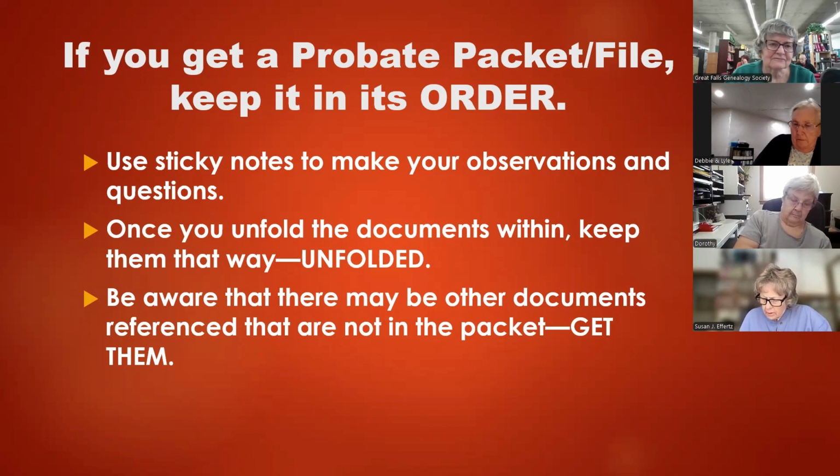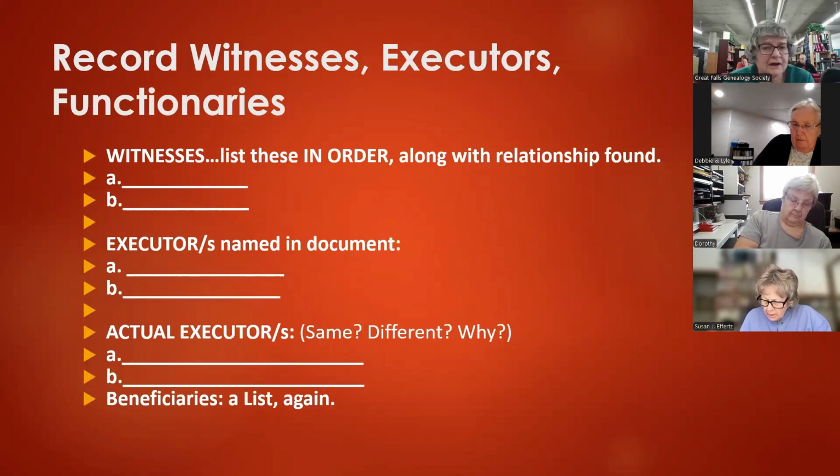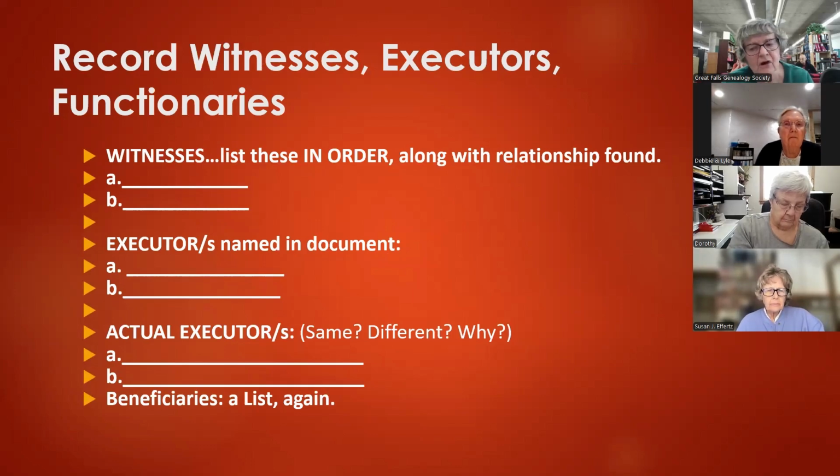It matters. Here's what I do. It's just simple. I record the witnesses, the executors, the functionaries, all of the witnesses, all of the executors, and also the beneficiaries who are listed in a particular order, and take the order that you see in the probate document or that you see in the will. I'm going to tell you, also look at the will and then look at it in the probate again, if there's a partial copy there, to see if the beneficiary list has stayed the same.